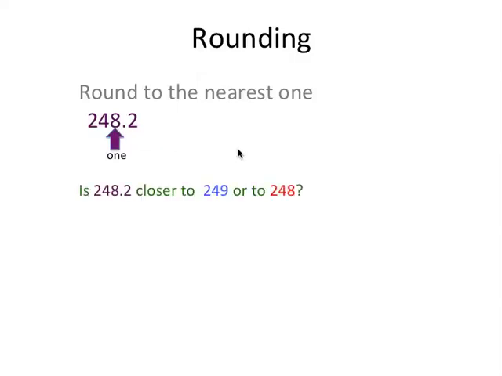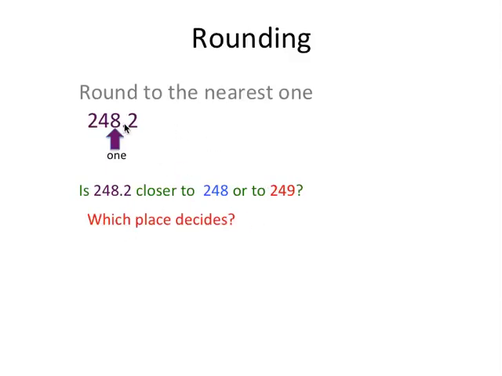Here we have 248.2, and we're rounding to the nearest 1. In this case, we're looking at, is 248.2 closer to 248 or 249? There's our ones place. We're rounding to the nearest 1, and there's the ones place. So is 248.2 closer to 248 or 249? Which place decides?